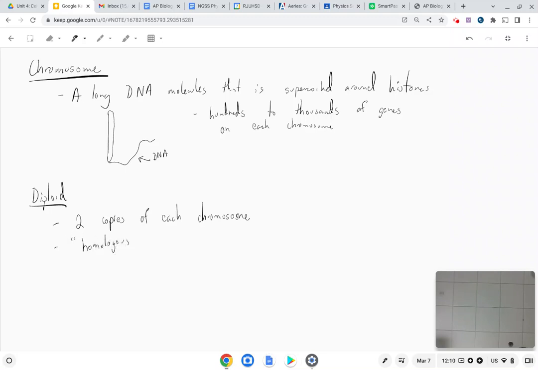So homologous just means that those two chromosomes are the same chromosome number. So for example, you might have two copies of chromosome 13. You would have two copies of chromosome 2. So this right here is a pair of homologous chromosomes.